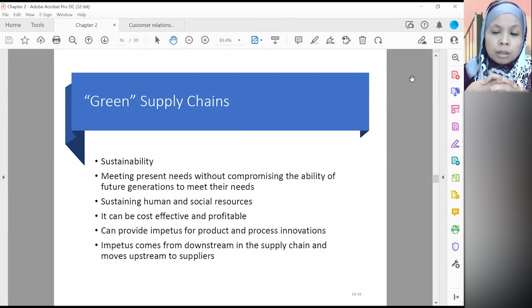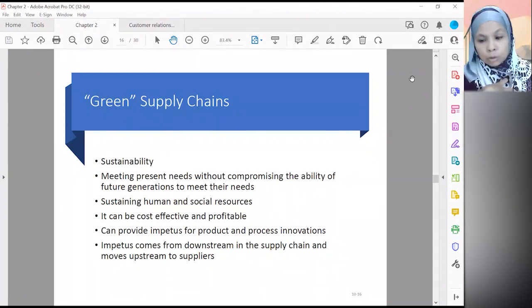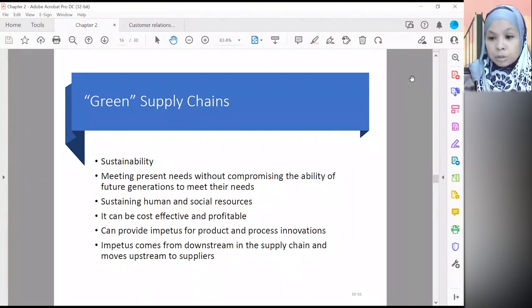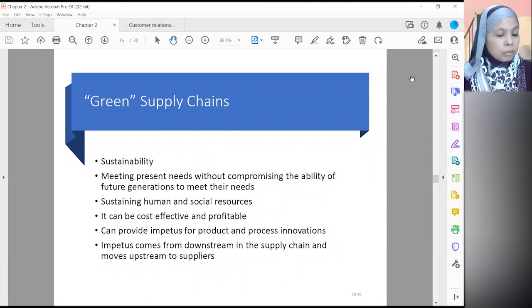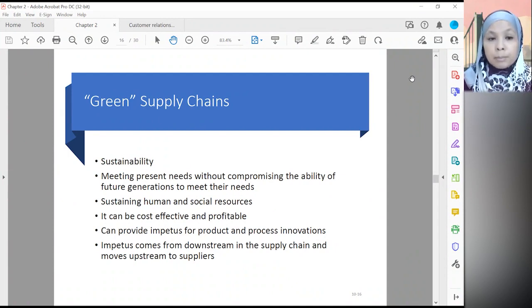Okay, so of course, the objective of green supply chain is to make sure that we meet our present needs. What we do today should not compromise the future. If even now we use lots of things that pollute the environment, there is no future for the future generations. So that's why we need to go for green supply chain so that we can sustain human and social resources. So that we don't use up all the resources now, all the trees to produce boxes. We use all sorts of things, and then one day there are no more trees on earth. That's why it's important for us to go green, right? So it can be cost effective and profitable as well.